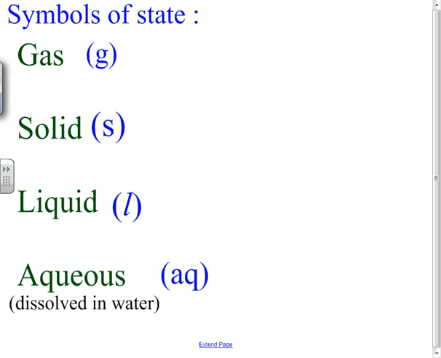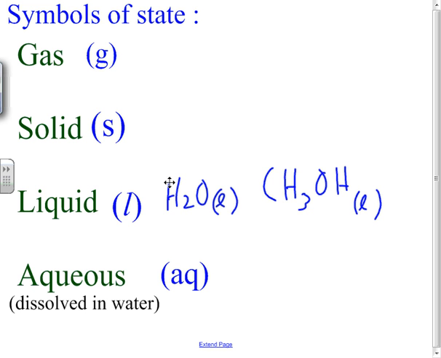A liquid is a pure substance, such as pure water can be in the liquid state, or pure methanol can be in the liquid state. But a substance dissolved in water is going to be aqueous. For example, if the substance sodium chloride is dissolved in water, then it is an aqueous substance. So aqueous means dissolved in water.